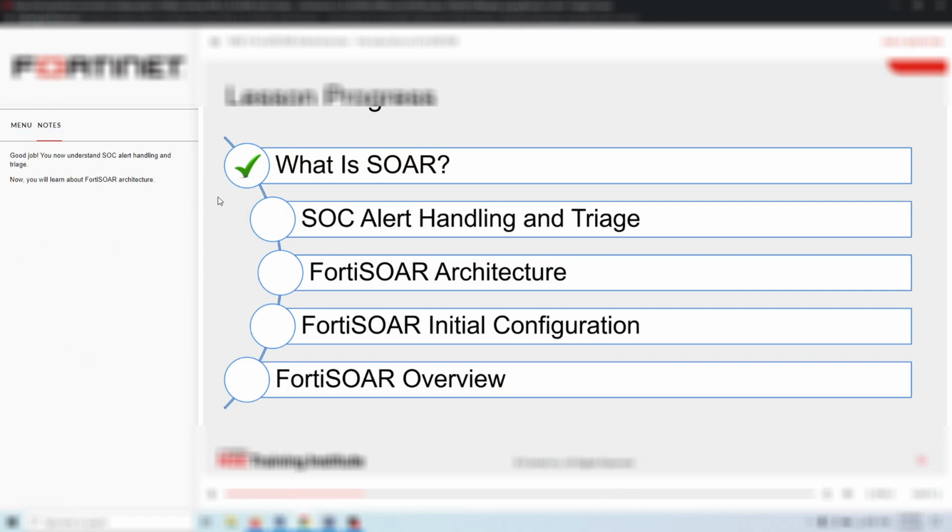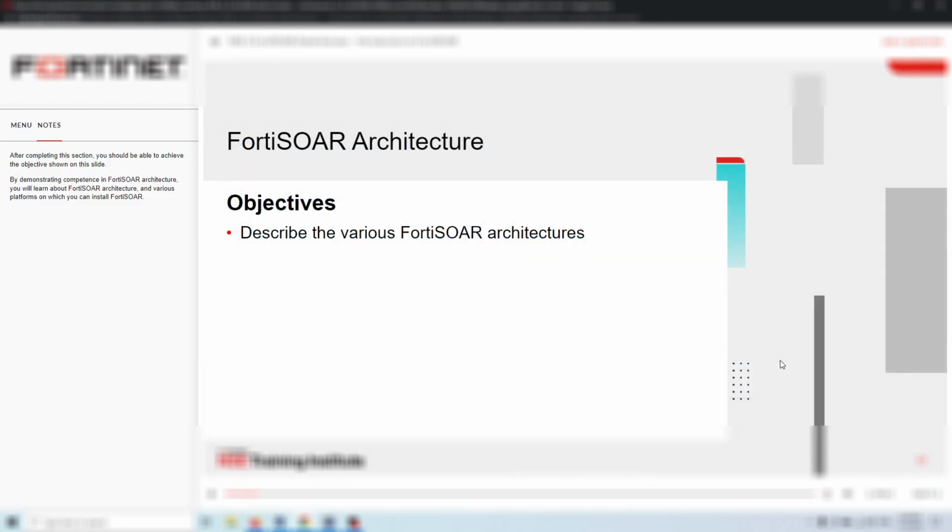Good job. You now understand SOC alert handling and triage. Now you will learn about FortiSOAR architecture. After completing this section, you should be able to achieve the objectives shown on this slide. By demonstrating competence in FortiSOAR architecture, you will learn about FortiSOAR architecture and various platforms on which you can install FortiSOAR.